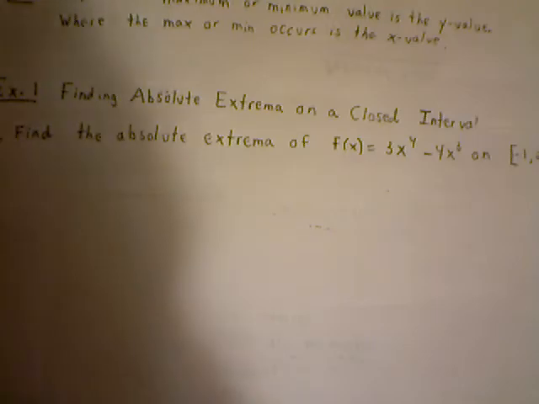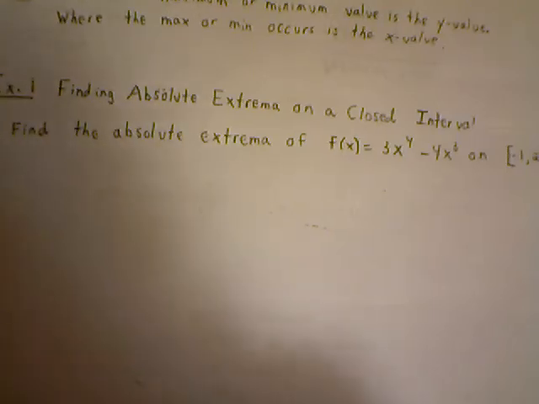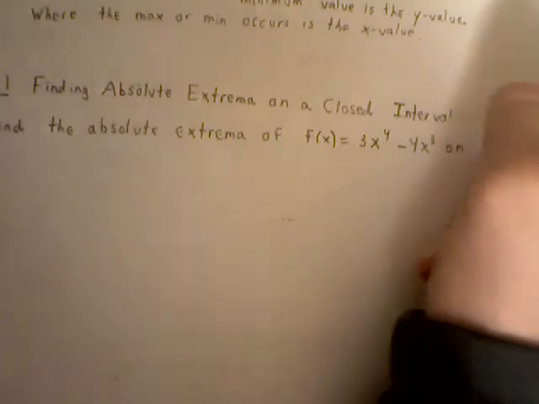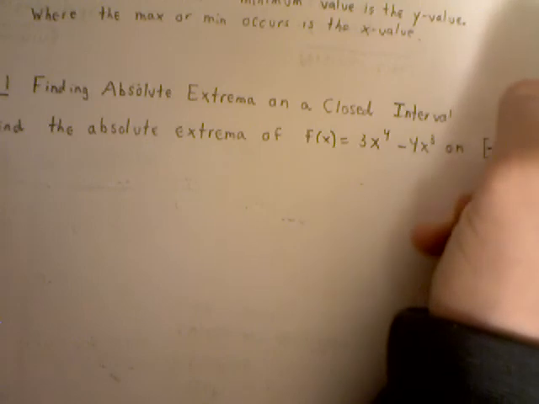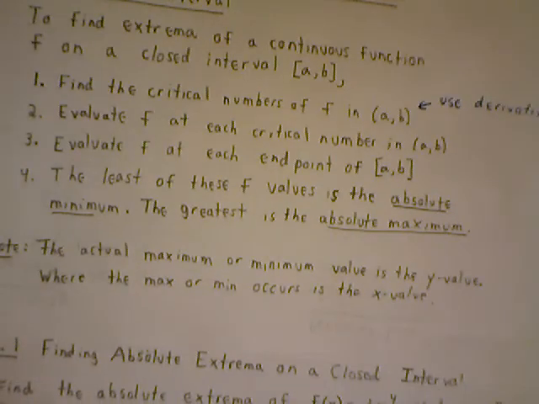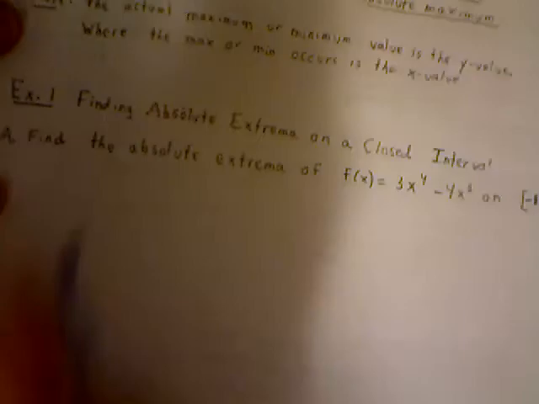Find the absolute extrema of f of x equals 3x to the fourth minus 4x cubed on the interval [-1, 2]. All right, so what we can do is run through the guidelines. Step 1 is find the critical numbers.